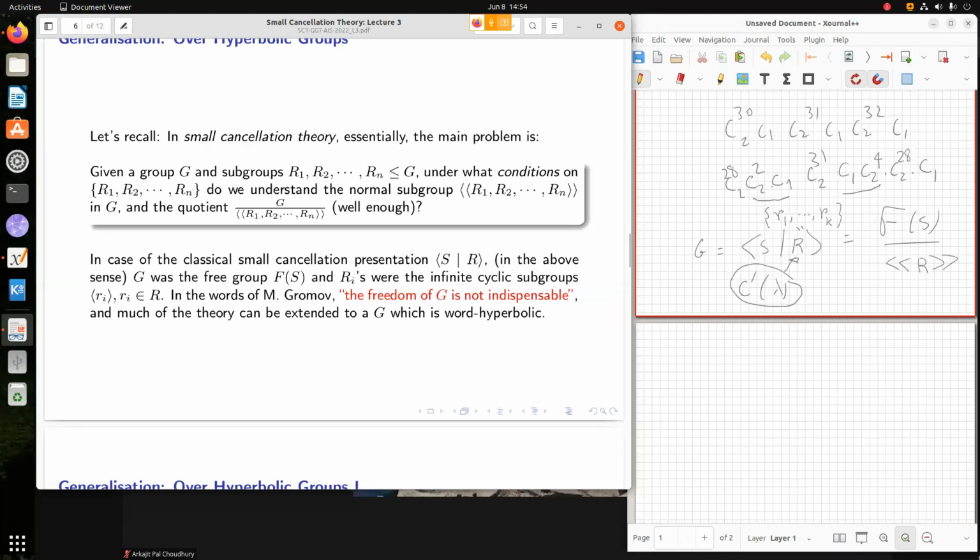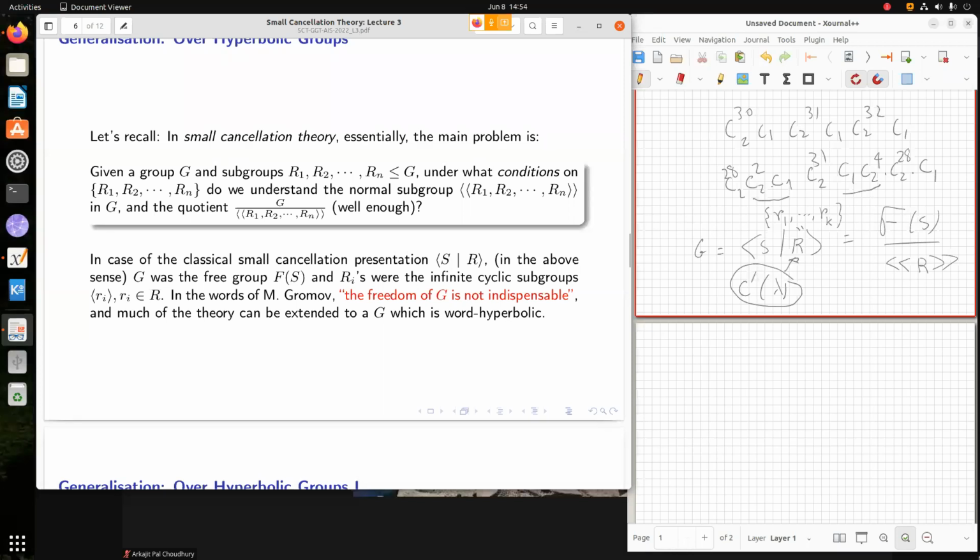Now, what does that mean? Freedom of G is not indispensable. That we may not necessarily have to work with a free group. And here in the question, we don't say G is a free group. So then if we replace a free group with something else, what should it be?